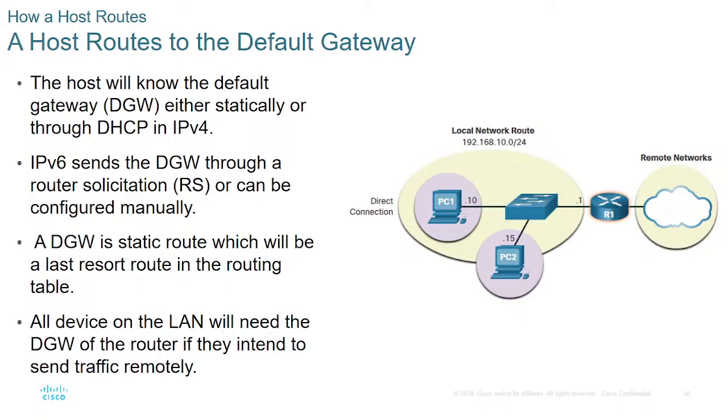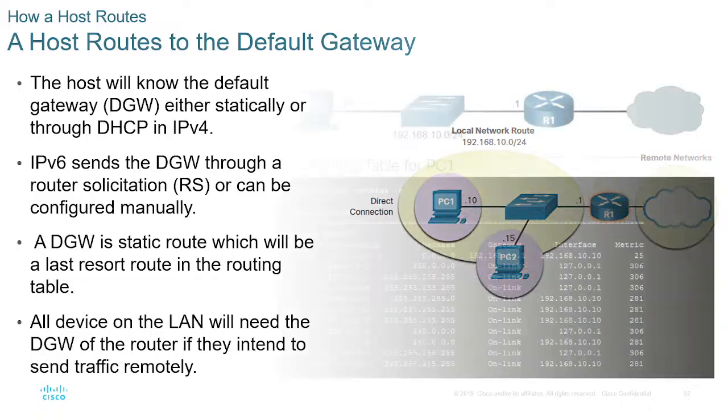In IP version 6, systems do something called neighbor discovery. IP version 6 systems have mechanisms to detect each other, as well as to detect the router on the network and automatically configure themselves. They do this by using messages called router solicitation messages, which guide the router on what to do with traffic for which it cannot find a route and where to send it. So all devices on a local area network need to have the default gateway of the router if they intend to send traffic out of the network.